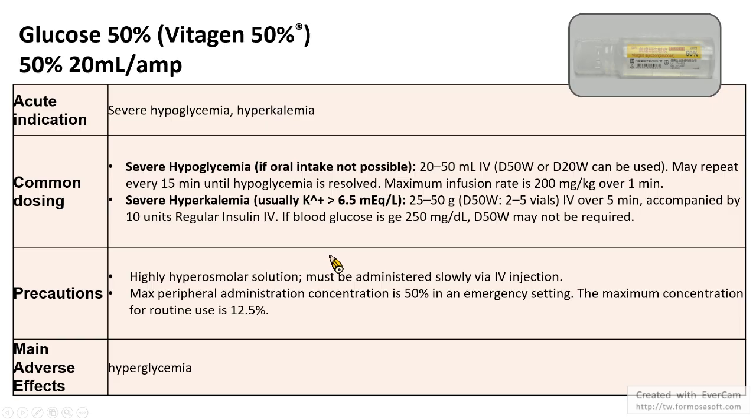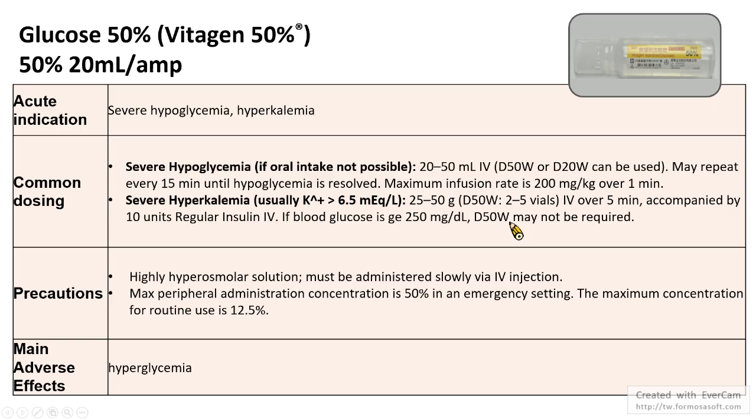The next one is the 50% glucose. Of course, it's indicated in severe hypoglycemia and also severe hyperkalemia, usually with the serum potassium level above 6.5, that we can dose from 20 to 50 grams, which is from 2 to 5 vials needed, over each 5 minutes for the severe hyperkalemia.